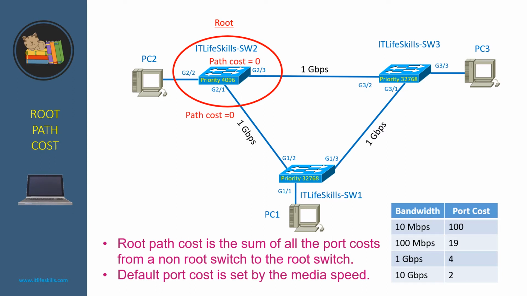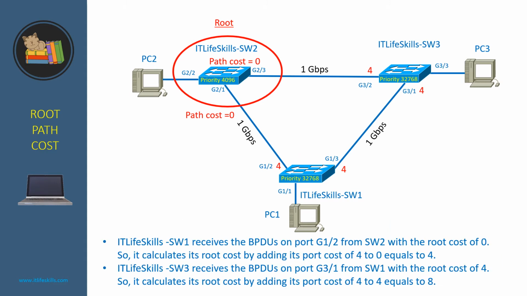Assuming all switches in this network diagram use default port cost, from the table we can figure out the port cost of all the ports on IT Life Skill Switch 3 and IT Life Skill Switch 1 is 4 because they use 1 gigabit per second links. Now let's calculate the root path cost on the port Gi1/2 on IT Life Skill Switch 1 and on the port Gi3/1 on IT Applied Skill Switch 3.